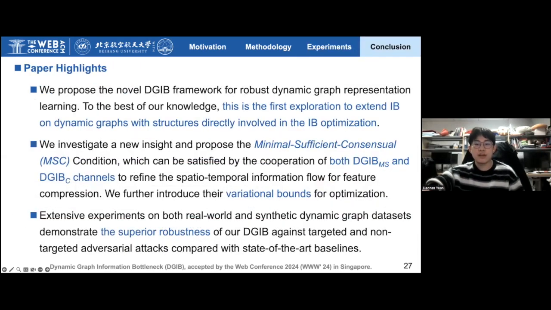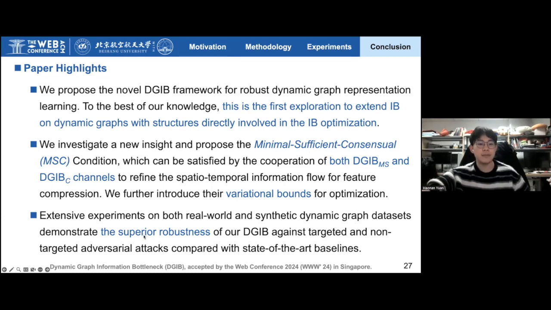So lastly, we draw some conclusions of this work. We propose a novel DGIB framework for robust dynamic graph representation learning. To the best of our knowledge, this is the first exploration to extend the information bottleneck to dynamic scenarios with structures directly involved in the IB optimization. And we investigated a new insight and proposed the MSA condition, which can be satisfied by the cooperation of both channels to refine the spatial-temporal information flow for feature compression. And we further introduced their variational bounds for optimization.